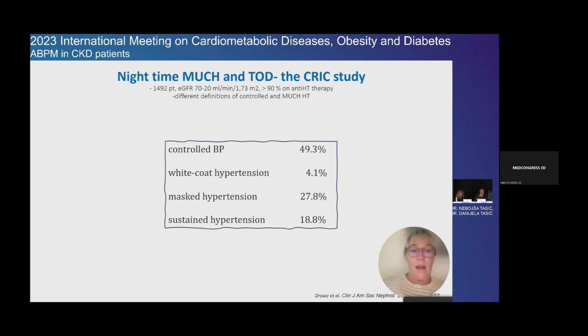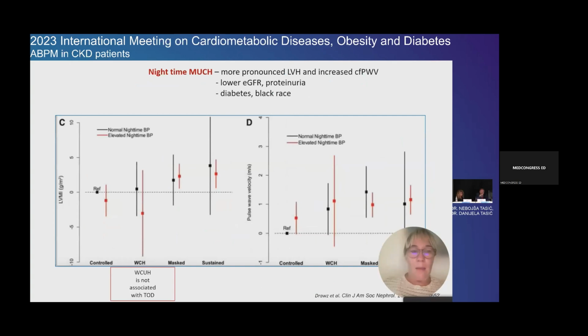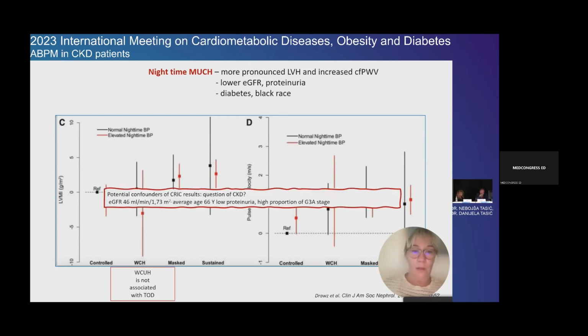As I said, the CRIC study has some quite different results from those of European cohorts. They had a high proportion of controlled blood pressure, which is unusual for CKD patients, and very few with sustained and masked hypertension. But nevertheless, in the CRIC study, nighttime masked uncontrolled hypertension was more pronounced in people with left ventricular hypertrophy and in those with increased carotid-femoral pulse wave velocity. This is associated with lower GFR, proteinuria, diabetes, and black race. In this study, white coat uncontrolled hypertension was not associated with target organ damage.